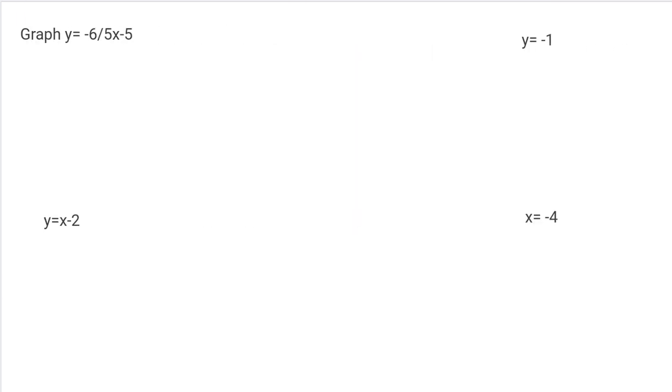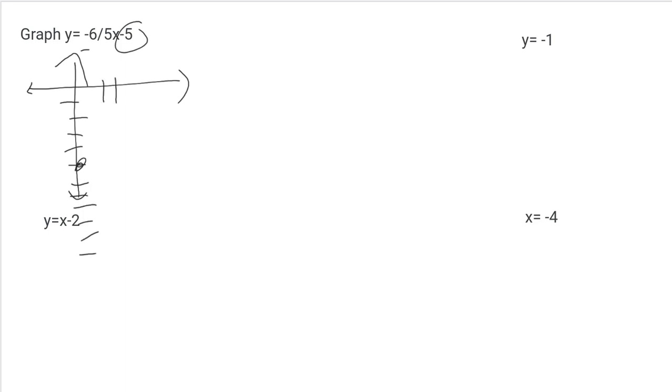If they asked us to graph, this has start by going down 5. 1, 2, 3, 4, 5. This has to go down 6 more. 1, 2, 3, 4, 5, 6. To the right 5. 1, 2, 3, 4, 5. Line through my 2 dots using my whole area and arrows.